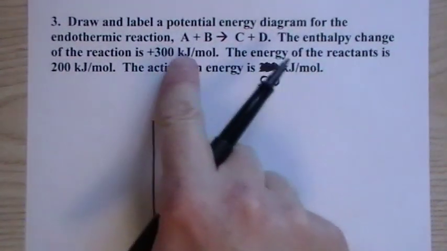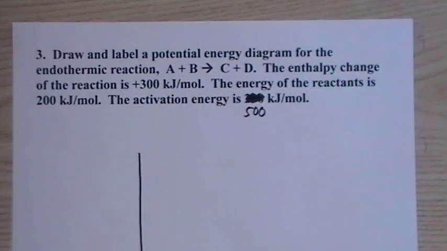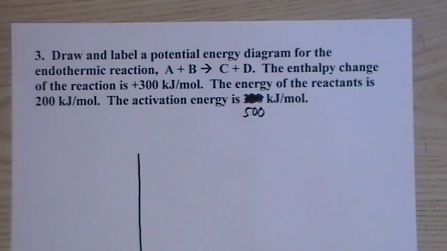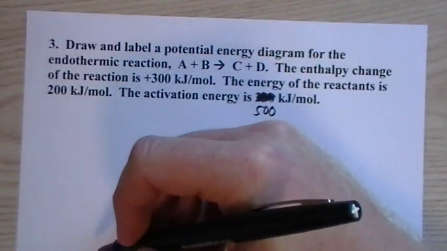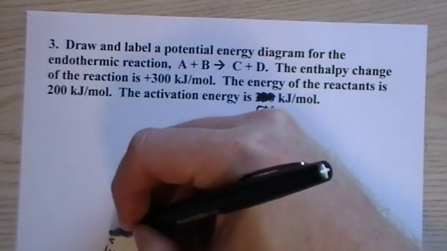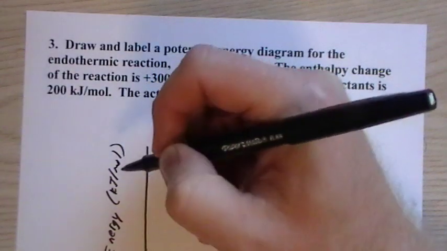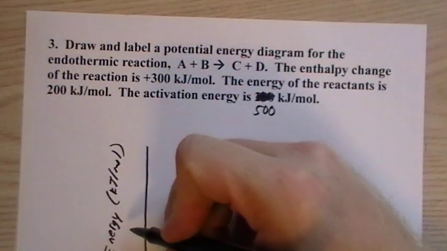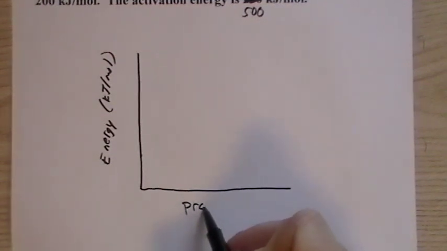A plus B. Now this is an endothermic reaction, same reaction, but I didn't say what A and B are. They can definitely be different. So again, label this. We have the energy, and we put kilojoules per mole. In the book, they use energy per mole. That's fine. They can do that. And then here at the bottom, we'd have progress of the reaction.